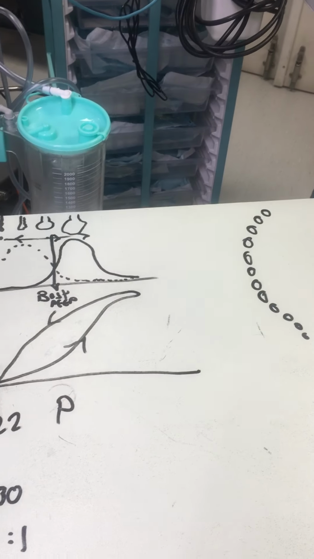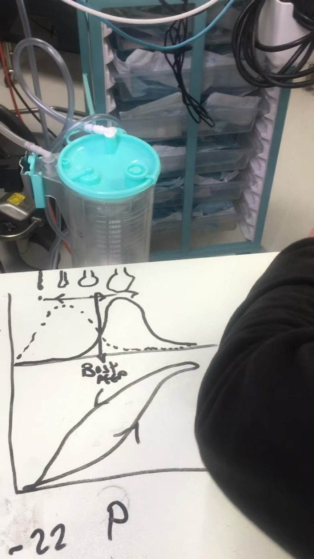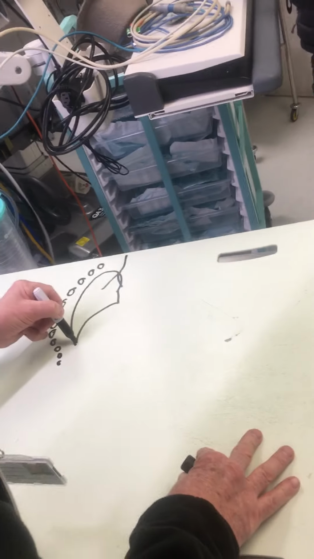So if we're looking at the right-hand side of my chest, and that's my trachea, and this is my right lung, and those are my vertebral bodies.